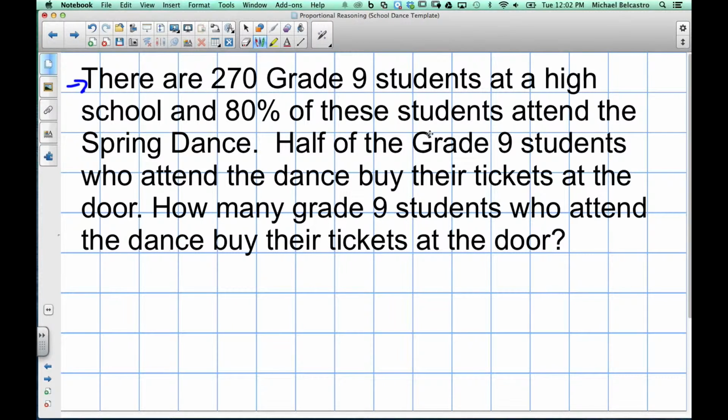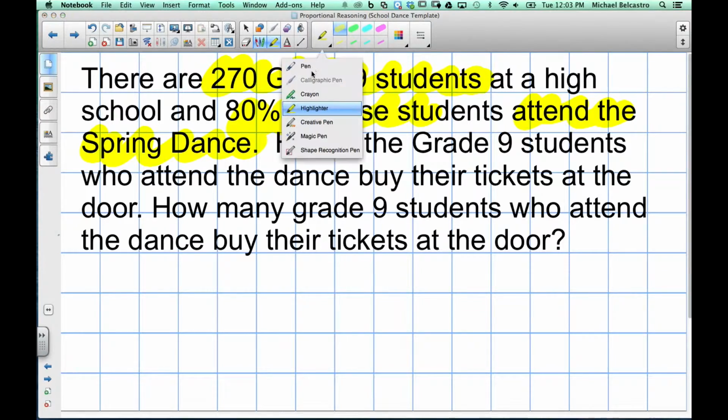We'll read through it once, and the second time we'll highlight important information. There are 270 grade 9 students at a high school dance, and 80% of these students attend the spring dance. Half of the grade 9 students who attend the dance buy their tickets at the door. How many grade 9 students who attend the dance buy their tickets at the door? So this is kind of a two-part question. We'll highlight our part 1 in yellow. There are 270 grade 9 students, and 80% of these students attend the spring dance. Okay, so there's our part 1 of this question.